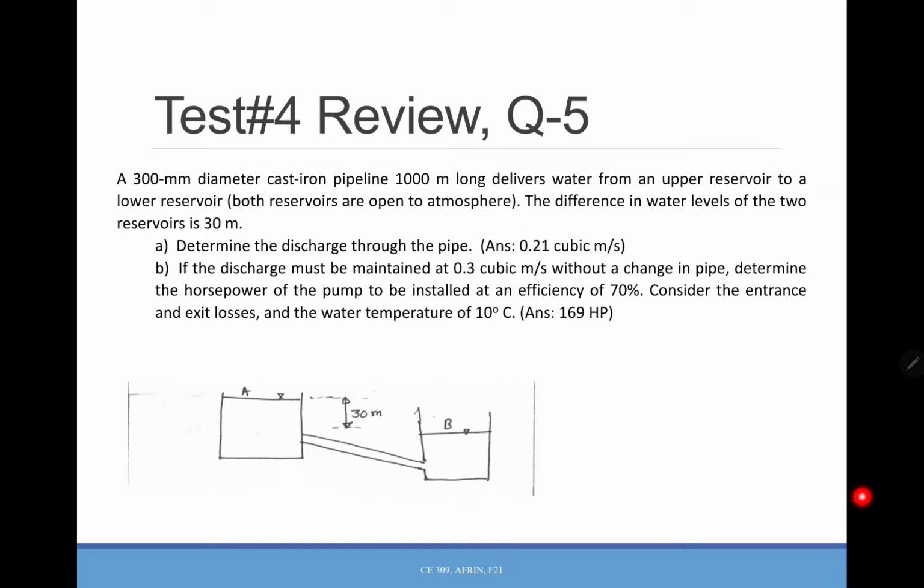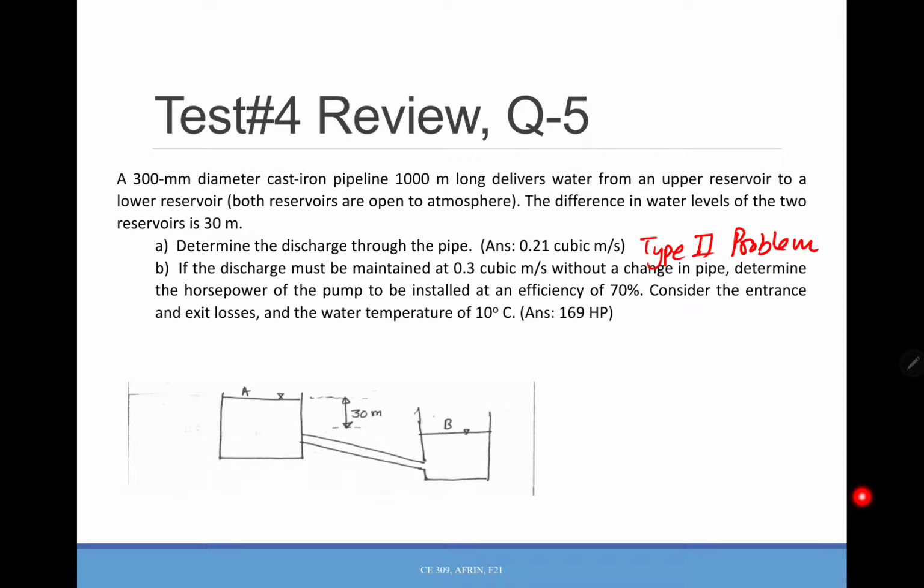Question number 5. For question number 5, it says that some diameter of pipe is delivering water from one reservoir to another reservoir, and you need to find the discharge and the pump power. For discharge, you already know this is a type 2 problem. If you look here, the velocity is not given. That means you can't find the discharge directly just by using Q equals A V. You need to find the velocity.